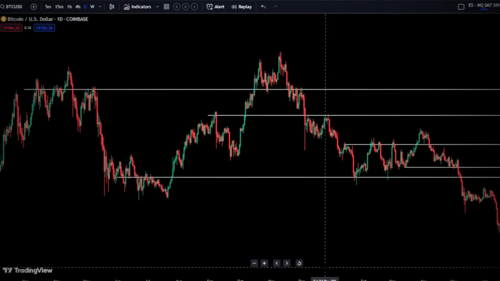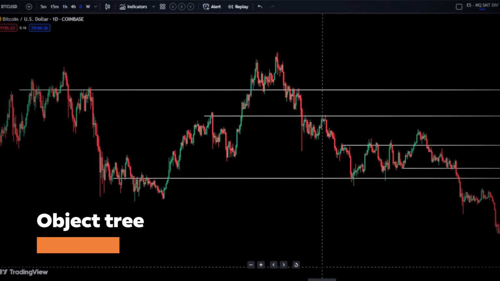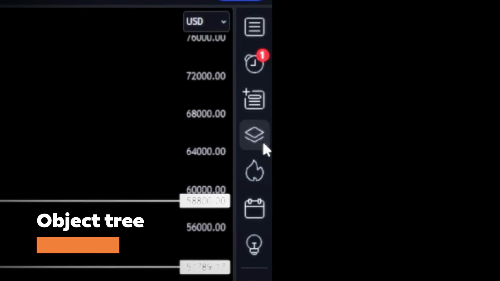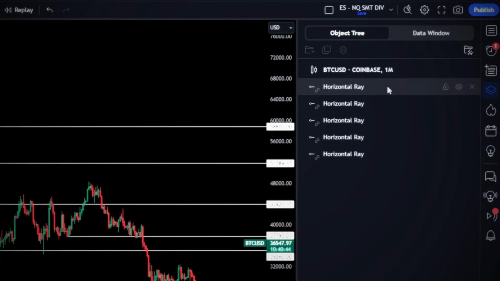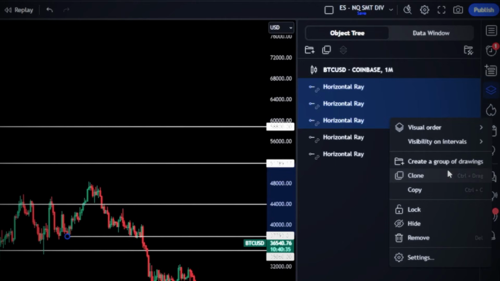A little secret that will help you with support and resistance is the object tree. On TradingView, there's an object tree for every chart. This can help you organize your levels, your drawings, your fib retracements by showing you an itemized list of everything on that chart. You can even organize these and create folders on the object tree.